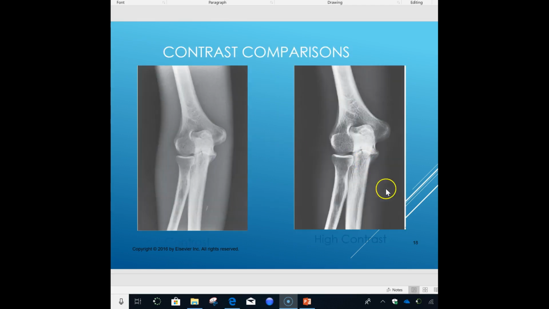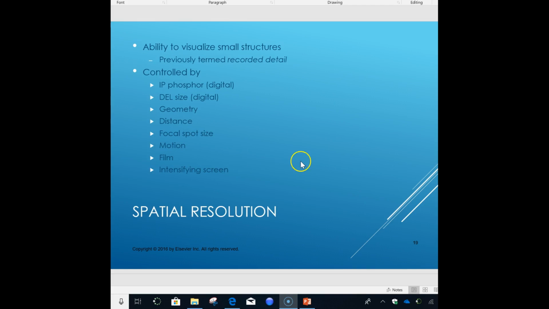And the contrast comparisons, if something has too much contrast, and this is ideal here. And spatial resolution, it used to be called recorded detail, is the ability to visualize small structures, and it's controlled by the IP phosphor, the digital size, del size, geometry, distance, the focal spot size, motion, which we discussed, film, and intensifying screen.